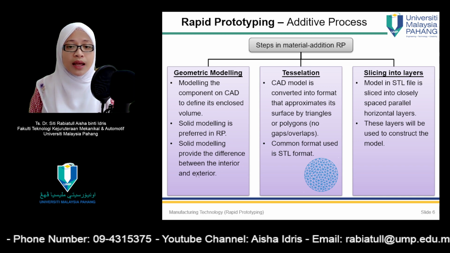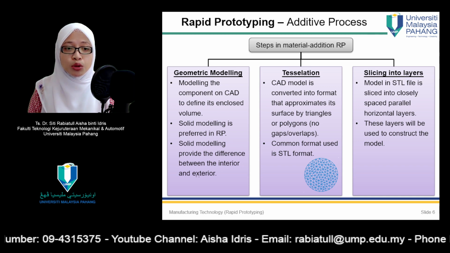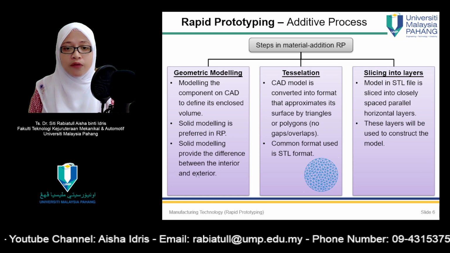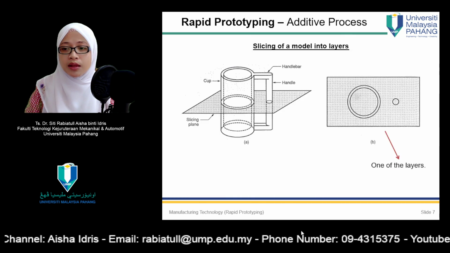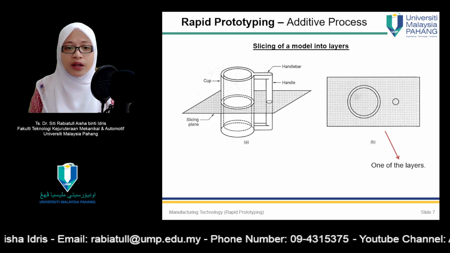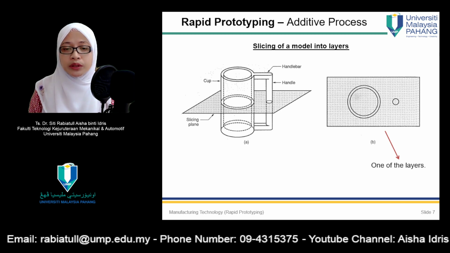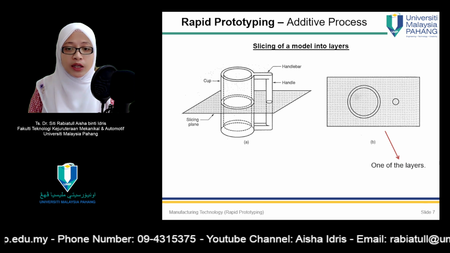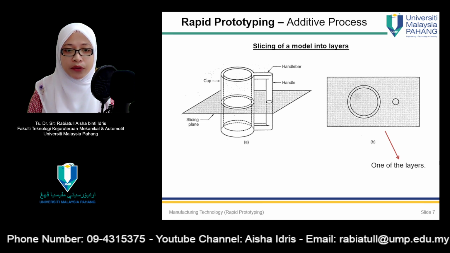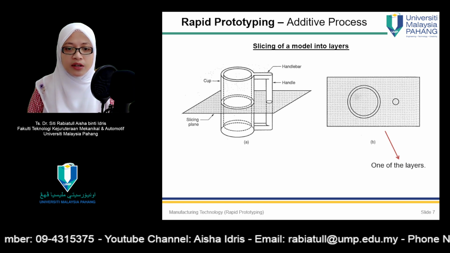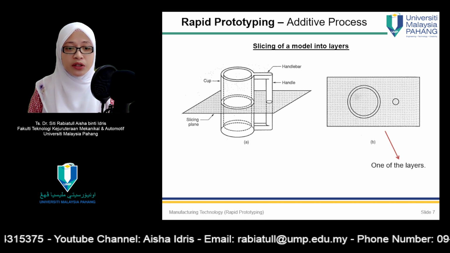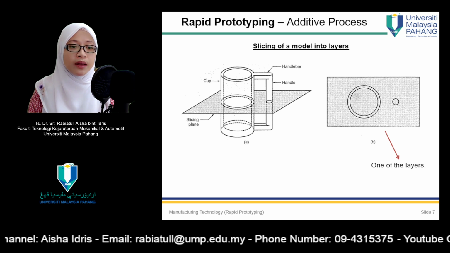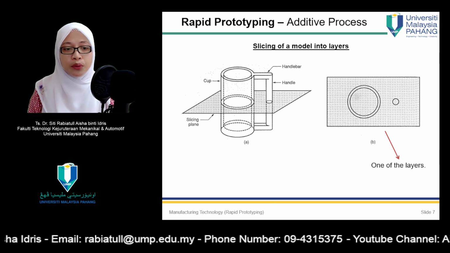Number three is slicing of the model into layers. In this step, the model in STL file format is sliced into closely spaced parallel horizontal layers. Conversion of a solid model into layers is illustrated in this figure here. These layers are subsequently used by the RP system to construct the physical model. By convention, the layers are formed in the XY plane orientation, and the layering procedure occurs in the Z-axis direction. For each layer, a curing path is generated, which is the path that will be followed by the RP system to cure the layer.